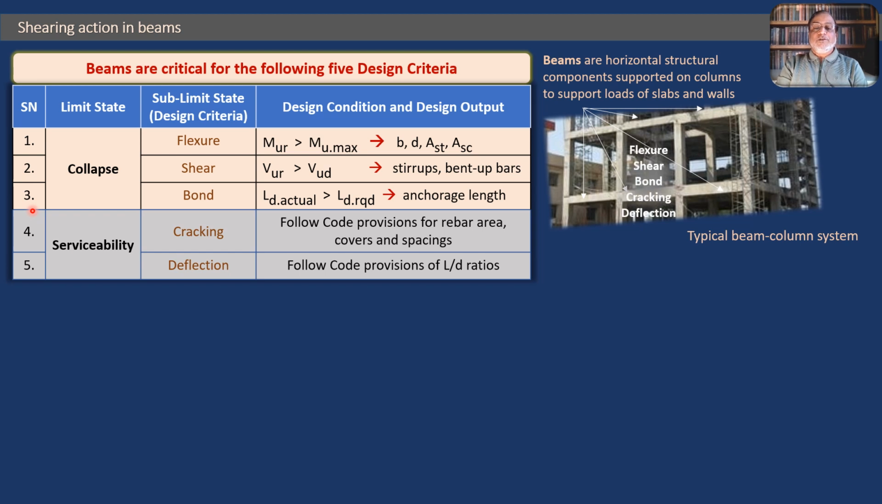So in conclusion, we can say that whenever we look at a beam, we have to bring into our mind these 5 words and these 5 concepts: flexure, shear, bond, cracking and deflection as the design criteria for a beam.